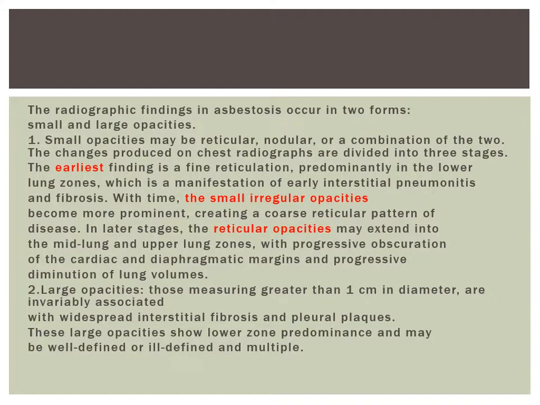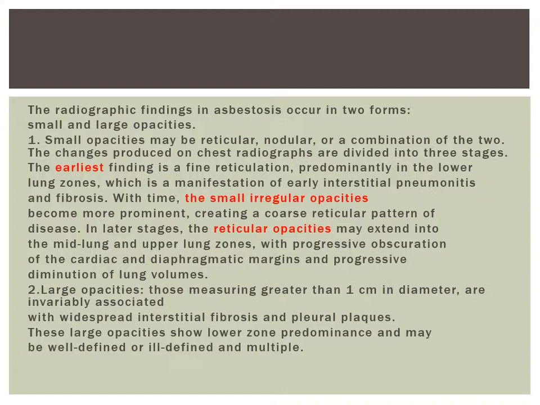The radiographic findings of asbestosis occur in two forms, either small or large opacities. The small opacities may be reticular, nodular, or a combination of the two, which is divided into three stages. The earliest finding is a fine reticulation, mostly in the lower lung zones, which manifests early interstitial pneumonitis and fibrosis. With time, small irregular opacities become more prominent, creating a coarse reticular pattern.